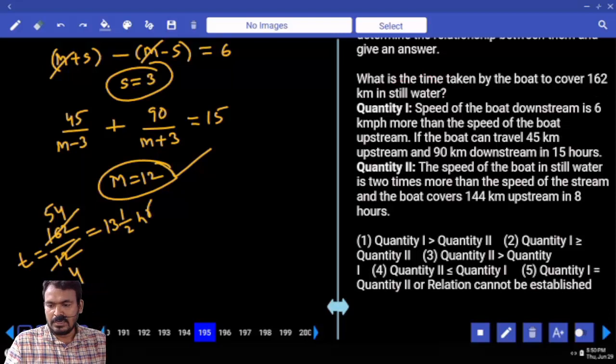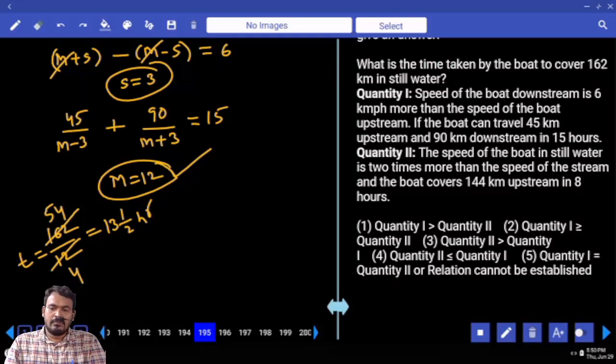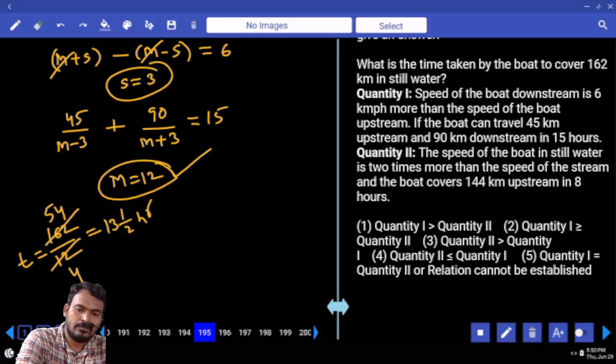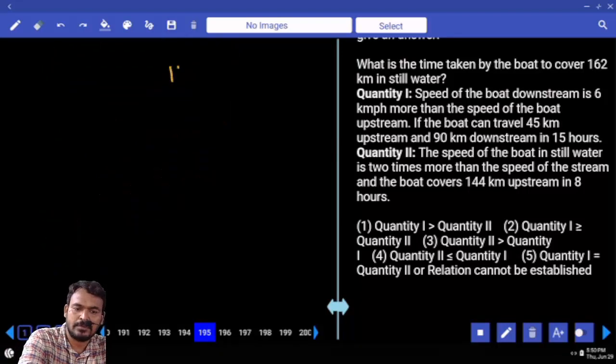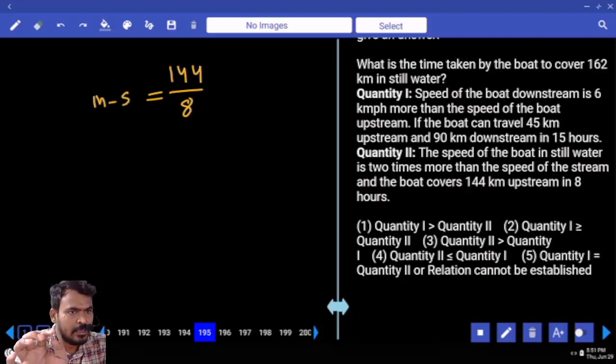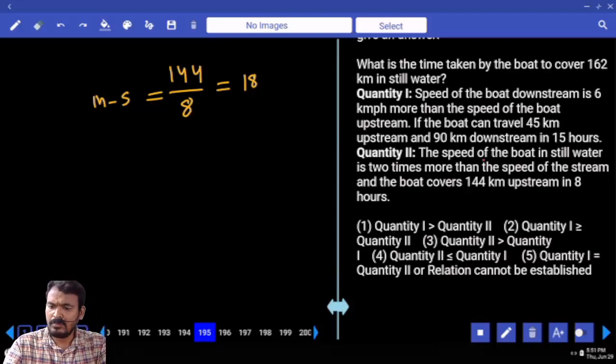What is the second quantity? The speed of the boat in still water is 2 times more than the speed of the stream, and the boat covers 144 kilometers upstream in how many hours? 8 hours. 144 kilometers upstream, nothing but 144 by 8. That is equal to M minus S or M plus S? M minus S.